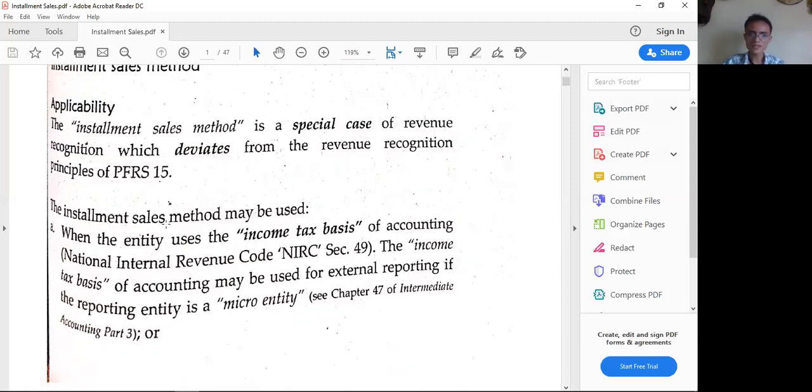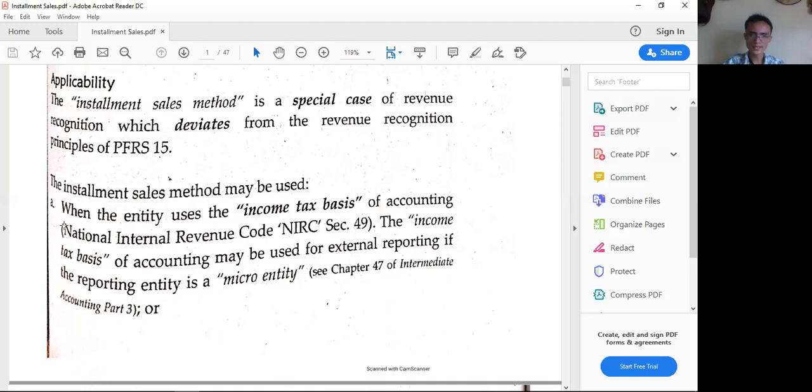So installment sales may be used under the NIRC, our law for taxation in the Philippines, as an income tax basis for external reporting, if the reporting entity is a micro entity. So basically, under the NIRC tax law, it is used as an income tax basis. But for financial accounting purposes, which is separate from taxation, taxation is another field. This field is financial accounting and reporting.